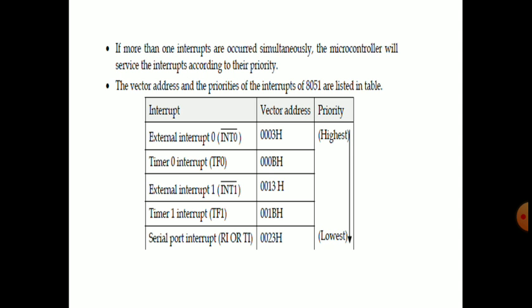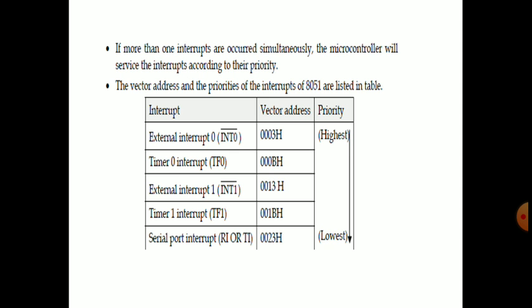Why am I teaching that topic, teaching that tip to you? Because in the exam, and maybe in the diploma exams or in the competitive exams also, you can get such type of questions. What is the vector address of this timer 1 interrupt in 8051? You can give the options, then you need to select.